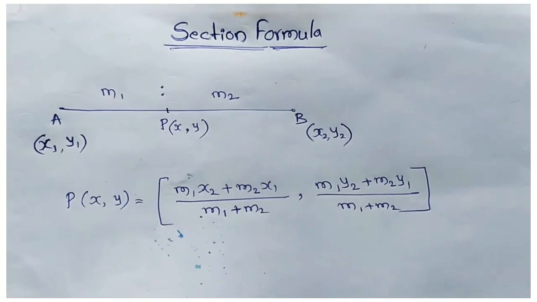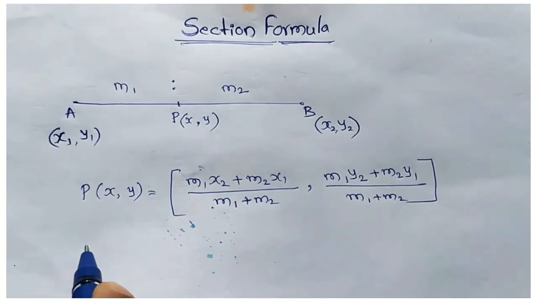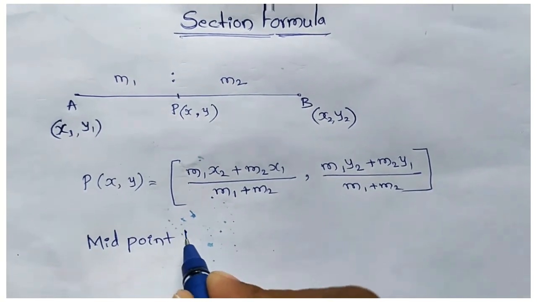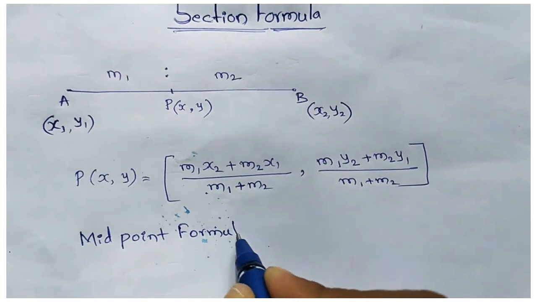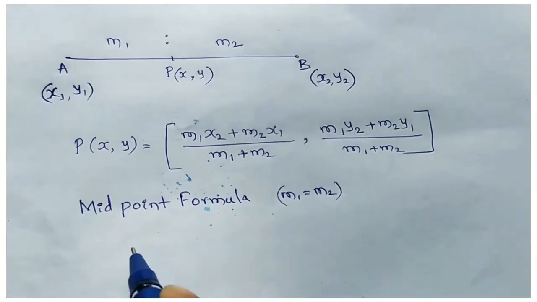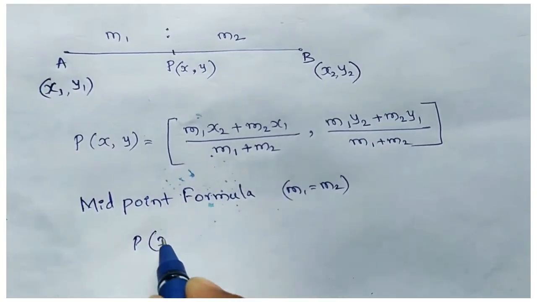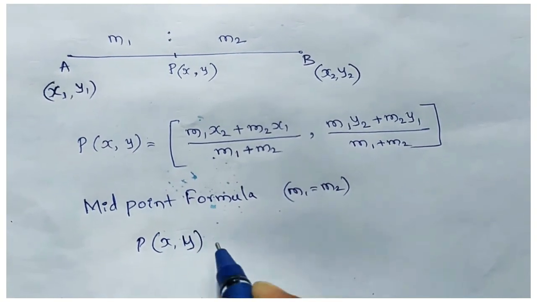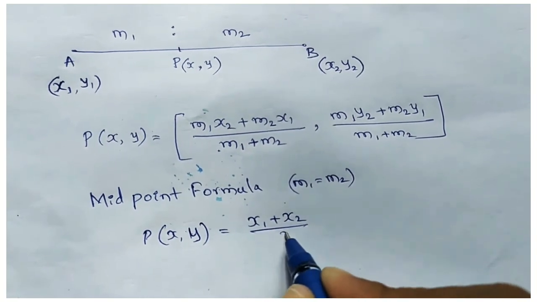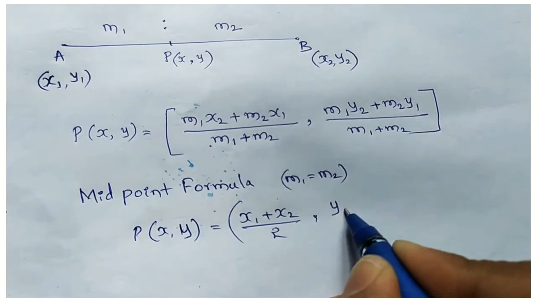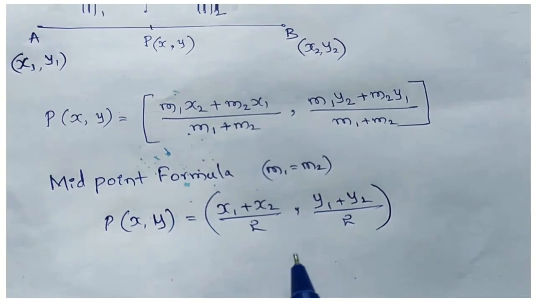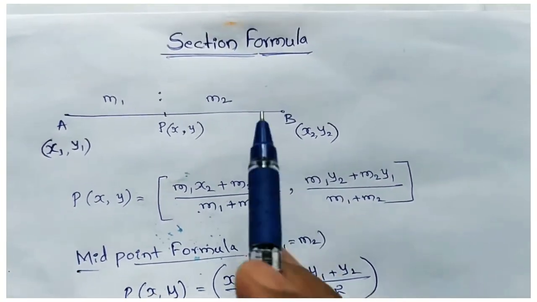This is the ratio. Similarly, here we get another formula, that is the midpoint formula. We get the midpoint when the ratio is the same, it means m1 equal to m2. At that time the midpoint, let's take it as P of x, y, will be x1 plus x2 divided by 2, y1 plus y2 divided by 2. Okay, this is our midpoint formula and the section formula is this one.